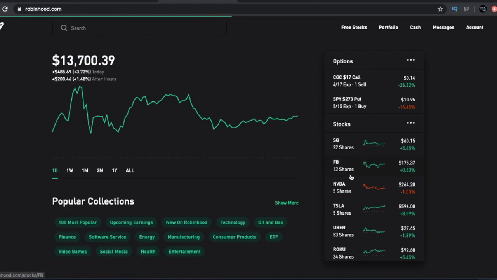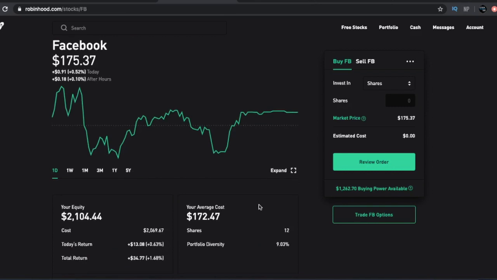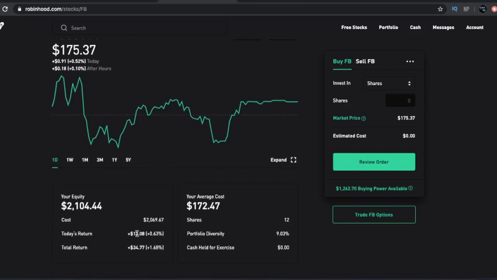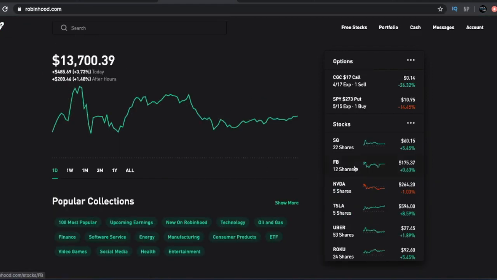Next one we have here, Facebook. Facebook's at 175. My average cost is at 172. I have 12 shares. I'm up 1.68% today. So this just needs to go down about $3, so then I can start buying more Facebook so I can lower my average cost.